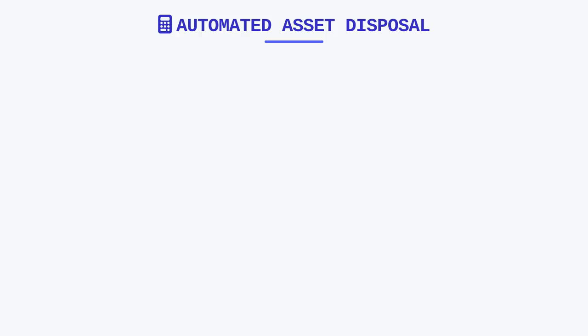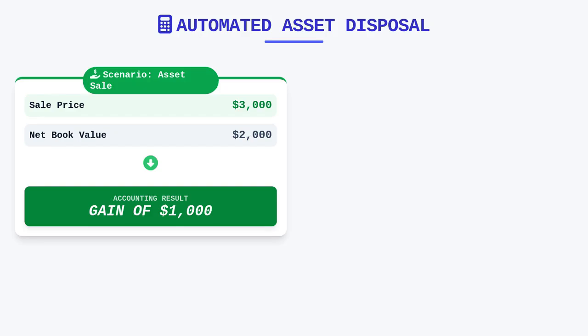Consider an asset that originally cost $10,000 and has accumulated depreciation of $8,000, resulting in a net book value of $2,000. If you sell this asset for $3,000, the system must trigger a sequence of accounting entries to record both the removal of the asset and the gain on the sale.